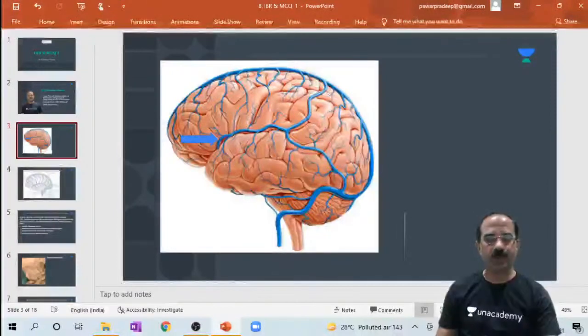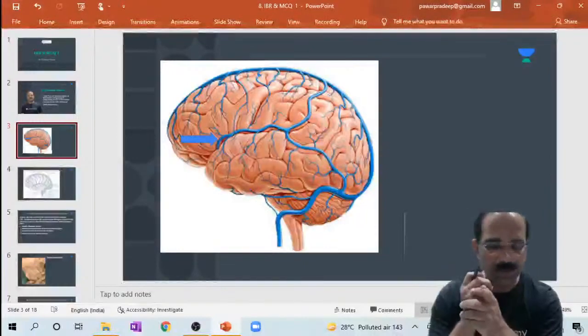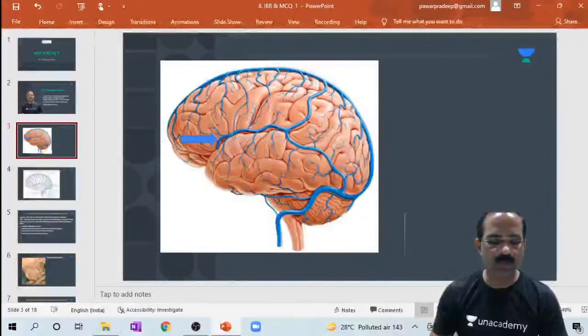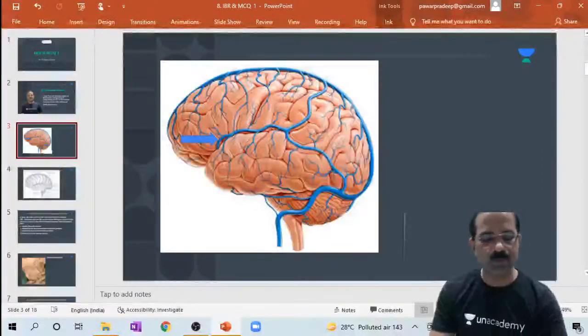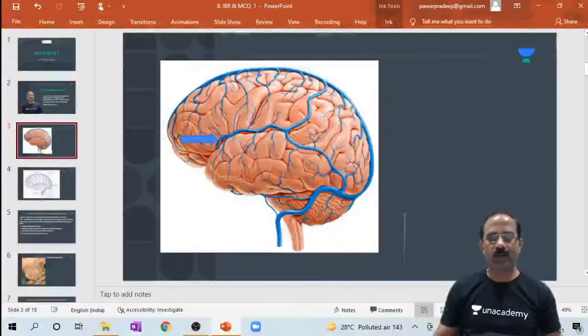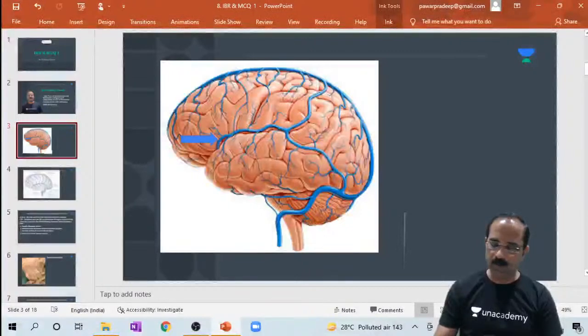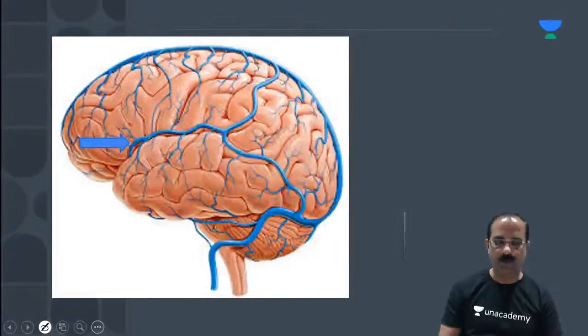This is a very important visual slide. This is the lateral sulcus of the brain. And which is this vein that we are getting in the lateral sulcus? This vein is lying superficial in the lateral sulcus. This is what we call the superficial middle cerebral vein, right? So this is the superficial middle cerebral vein.